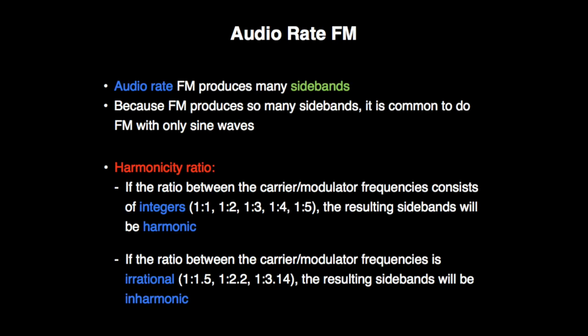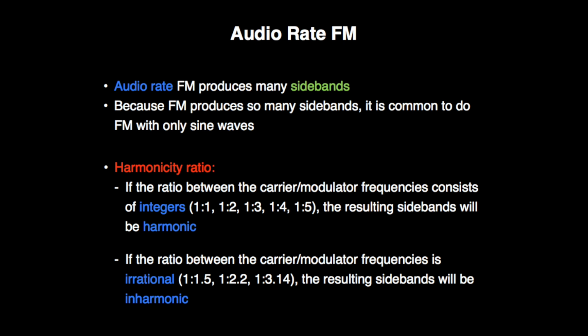All right, so now let's talk a little bit more about audio rate FM. When we're doing FM with audio rate modulators, we can produce lots of sidebands. And as you saw, even with sine waves, we can generate tons and tons of sidebands. So because FM produces so many sidebands, a lot more than we had in ring modulation, it's common to do FM with only sine waves. And so that's what I'll be doing today. You guys can definitely try it out with sawtooth waves and triangle waves and things like that. You'll get some interesting results, but it generates a lot of harmonics and you'll find yourself in noisy territory pretty fast.